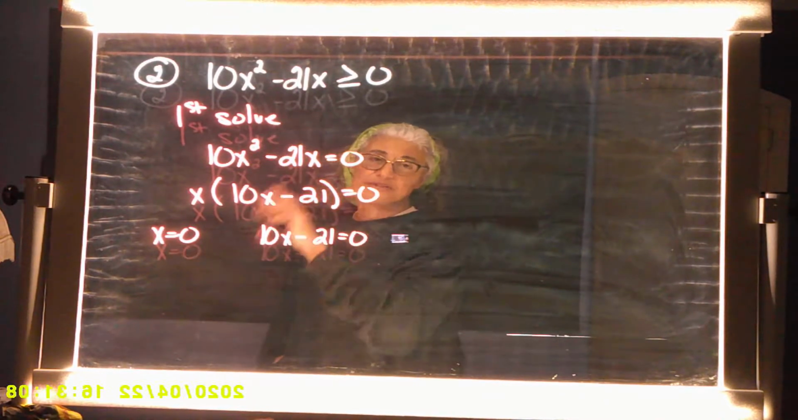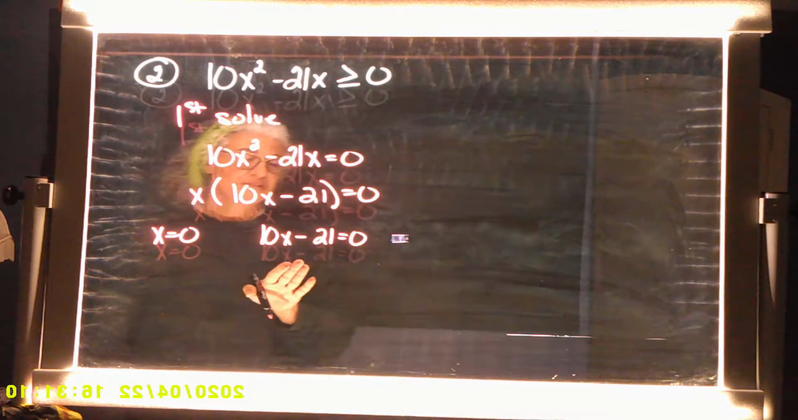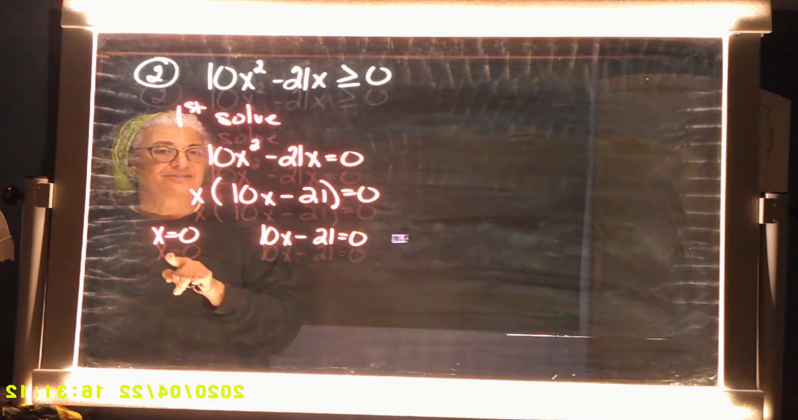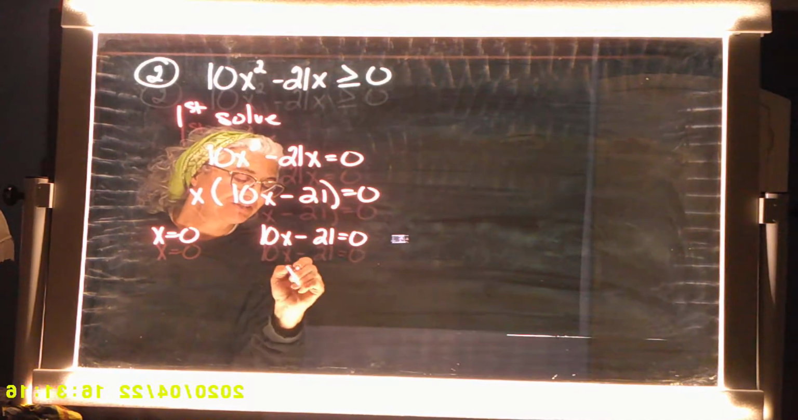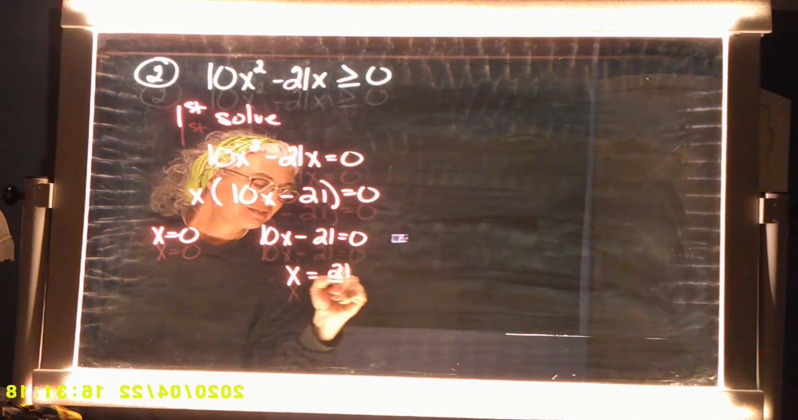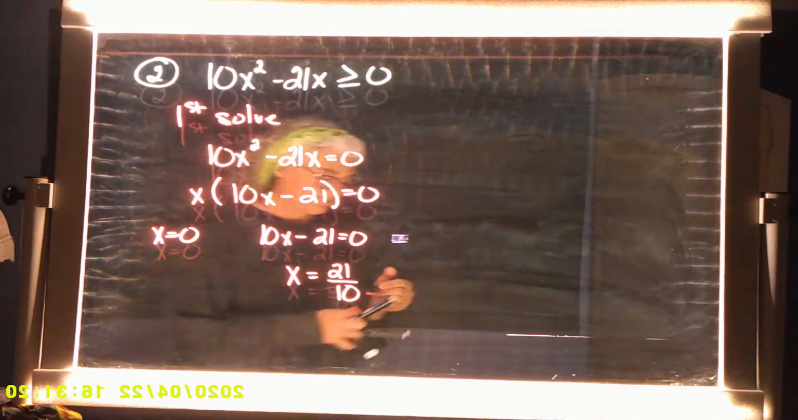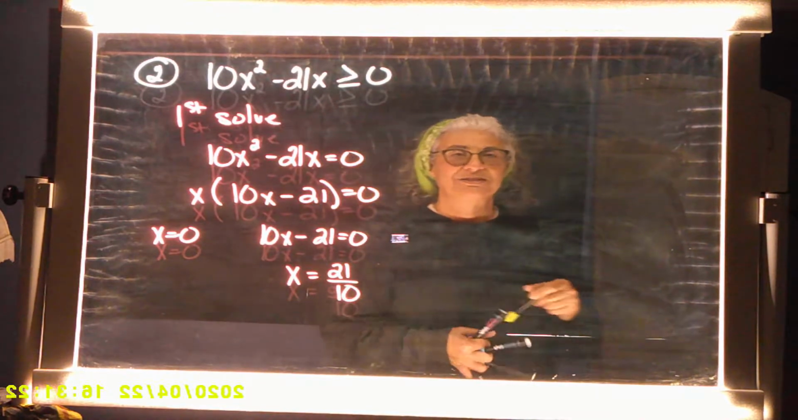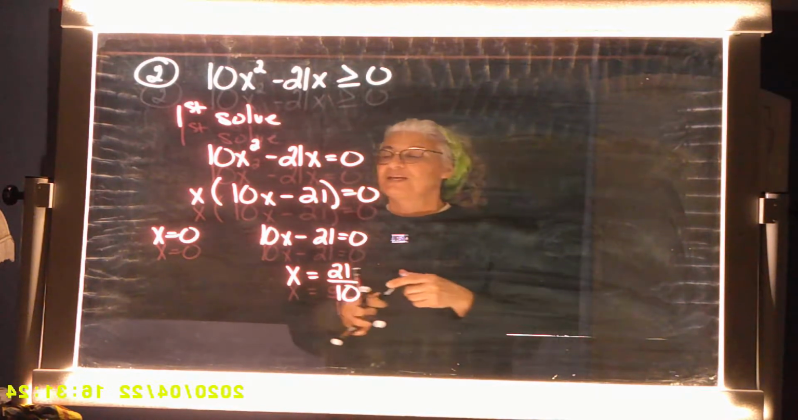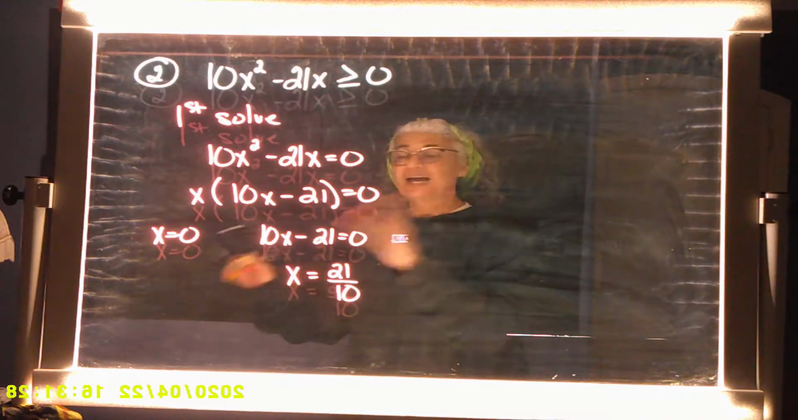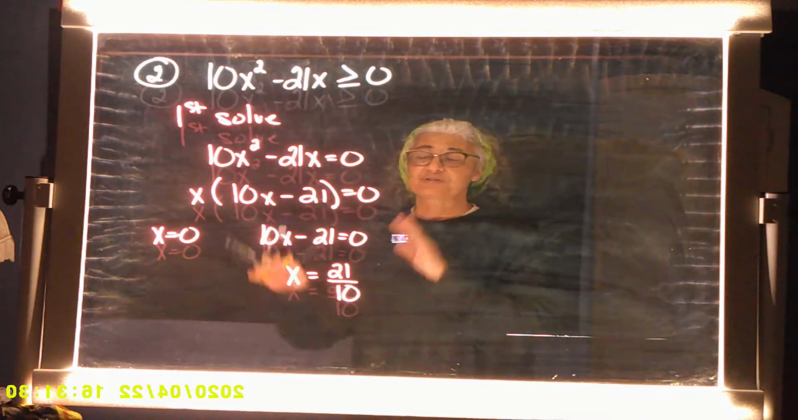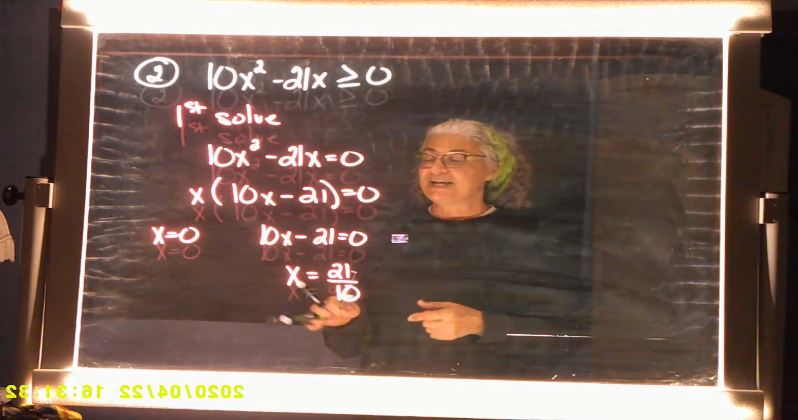This one's already equal to 0, so we're good. This one, this x is already by itself, so we're good. This x I need to get by itself, add the 21, and divide by 10, right? Cool, loving it. Okay, nothing new. We were doing this in the last lecture and the lecture before, so this is nothing new.